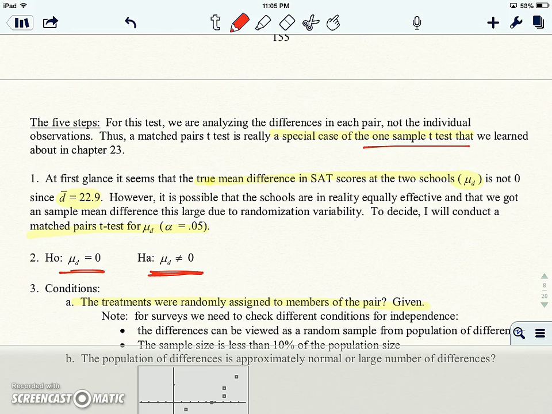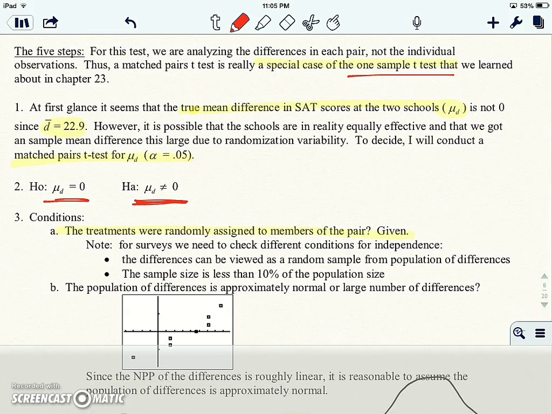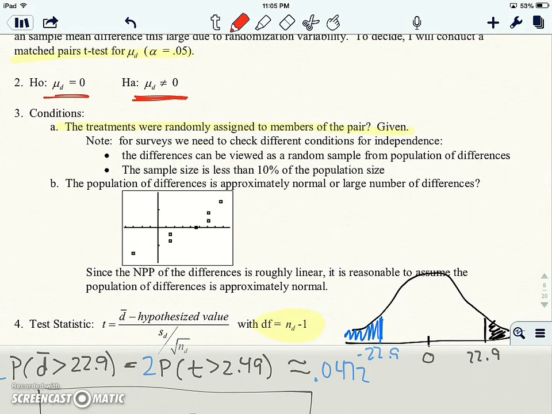We check our conditions. In this case, they claim that the kids were randomly assigned to each school. And then we also have to check our numbers. We would need the number of students at each school to be greater than 30, and in this case they are not. So we will do an NPP. Since the NPP of the differences is roughly linear, it is reasonable to assume that the population of differences is approximately normal. So our conditions check out. And again, you would do this in the calculator. I showed it in class. If you need help, come see me.